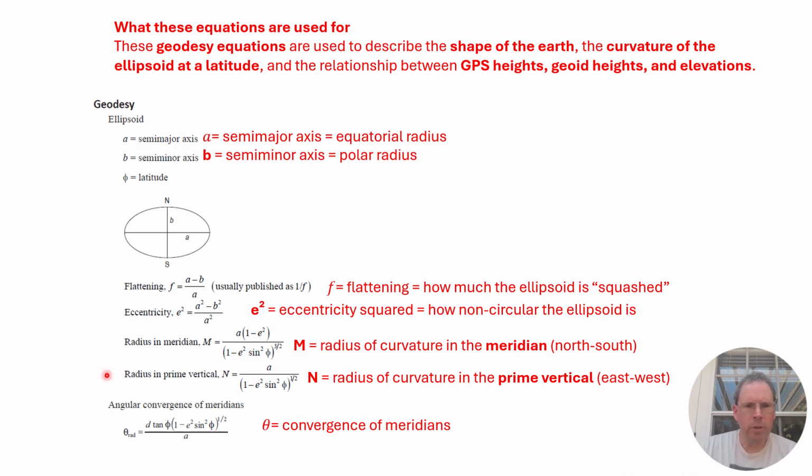radius in meridian, radius in prime vertical. So the flattening is how much the ellipsoid is squashed. E squared, eccentricity squared, is how non-circular the ellipsoid is. This M, the radius in meridian, is the radius of curvature in the meridian, north or south, and this N is the radius of curvature in the prime vertical, east to west. And you have this other theta, the convergence of meridians, down here in this last equation.